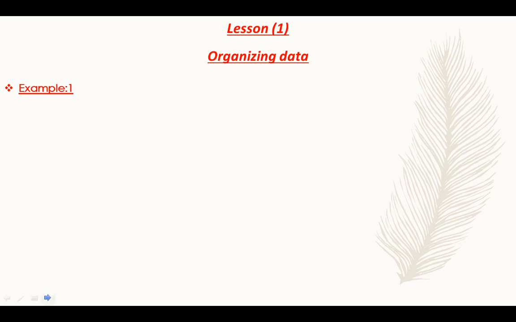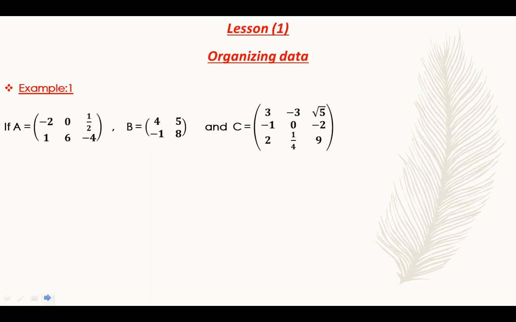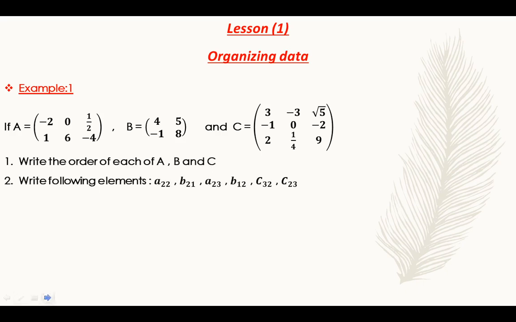Example 1. Here we have three matrices, A, B, and C. Write the order of each of the matrix A, the matrix B and the matrix C. Again, what is the order of the matrix? The order of the matrix is the number of rows and the number of columns. We have to start with the number of rows first.